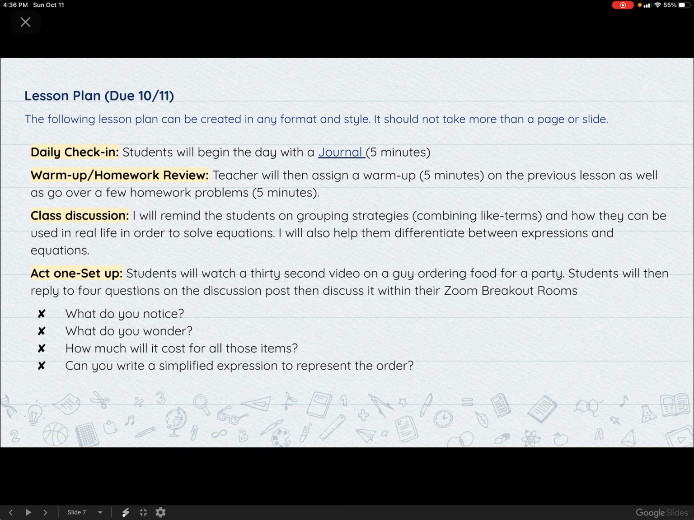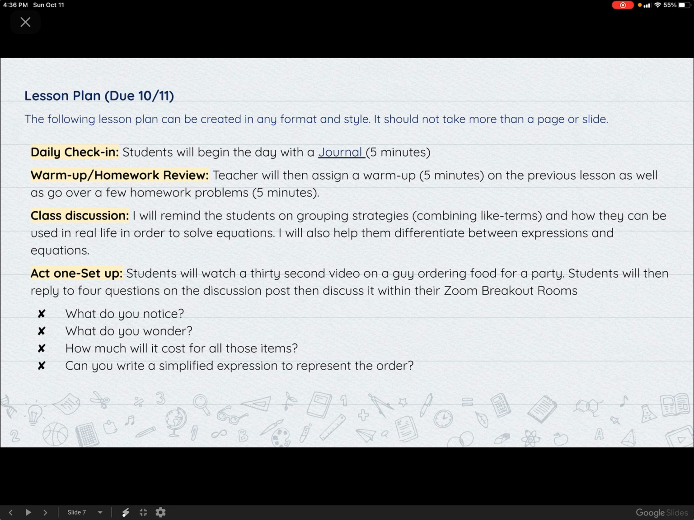A lot of them have been very honest with me, telling me they're having a good day or bad day. The second thing I do almost every single day is a warm-up / homework review. Students still appreciate that I do homework review, which is what I've been told by one of my students. A teacher will assign a warm-up, which is 5 minutes on the previous lesson, as well as go over a few homework problems. All of this should take no more than 10 minutes.